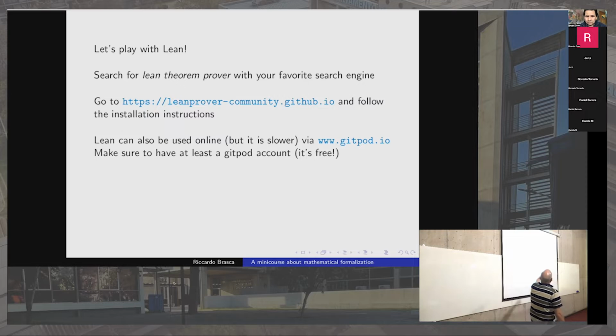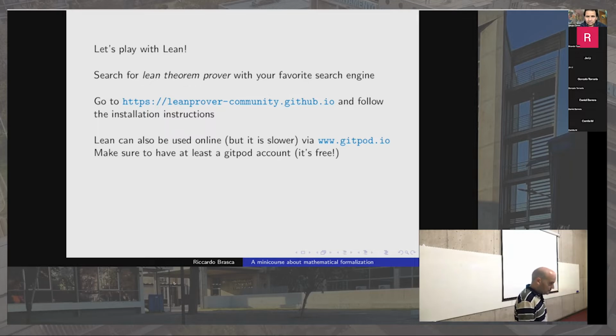If you go to gitpod.io, then at some point it asks you to log in, and you can create an account. It's completely free, so you only have to give them your email address and so on. I really encourage you to install Lean on your computer if you want to try, or at least to create an account on Gitpod to play with it a little bit. It's interesting to see me doing stuff, but I'm really sure that the only way to learn is to try to write some stuff.